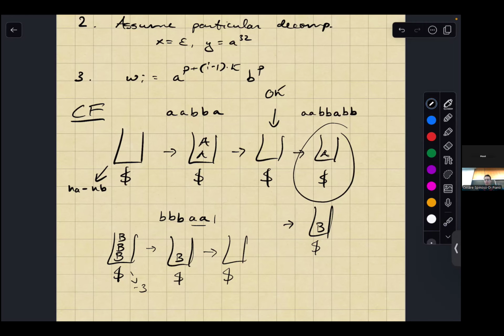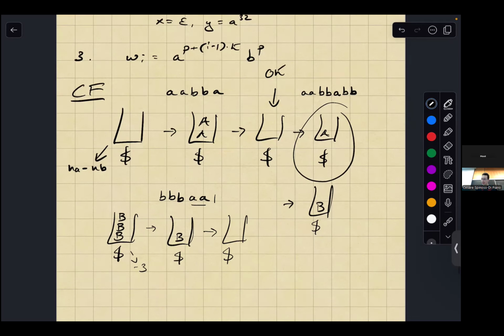Well, then that means that your machine guessed wrong. It guessed too early that it's at the end of the string, so it backtracks and keeps staying in that loop of reading A's and B's and pushing and popping. We're going to see how that happens in the transition diagram. That's a good question.